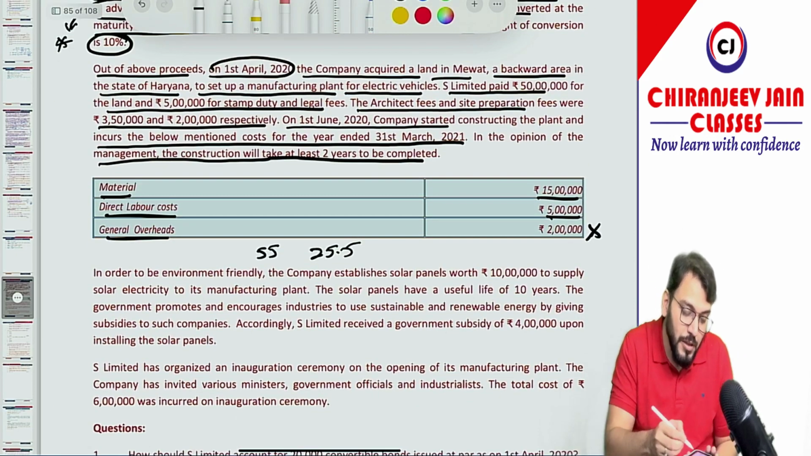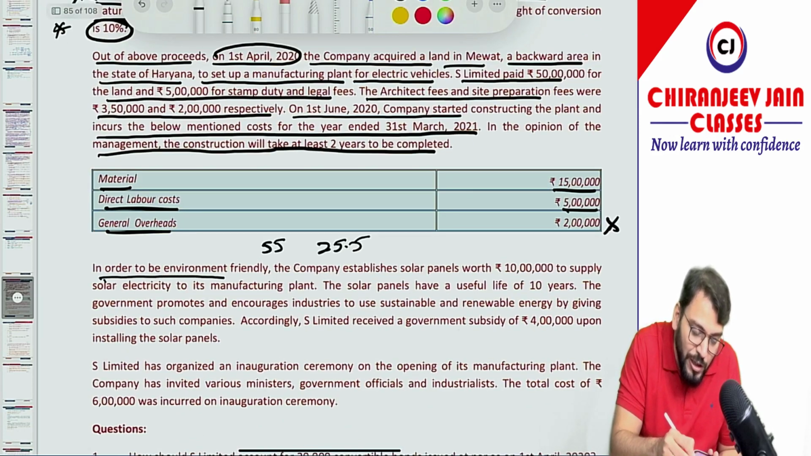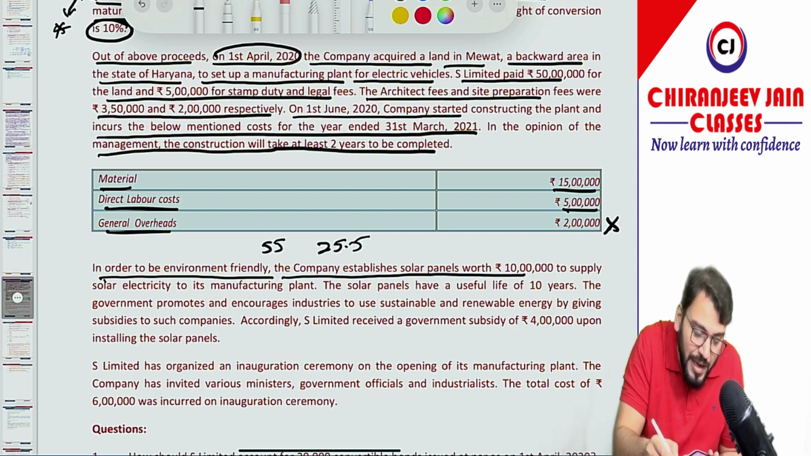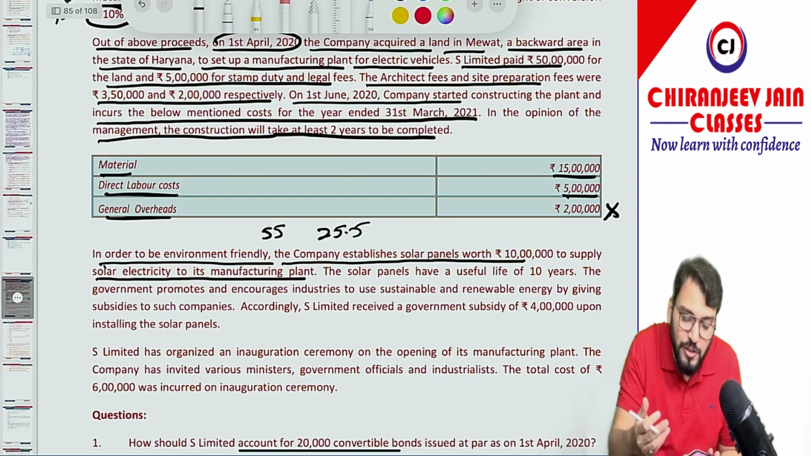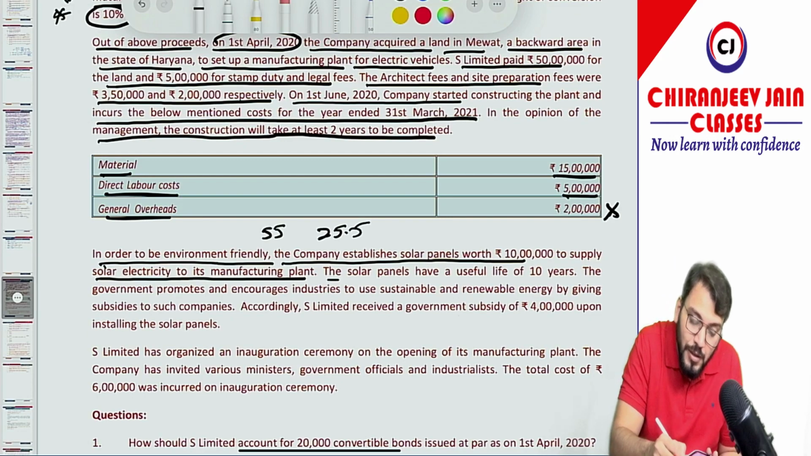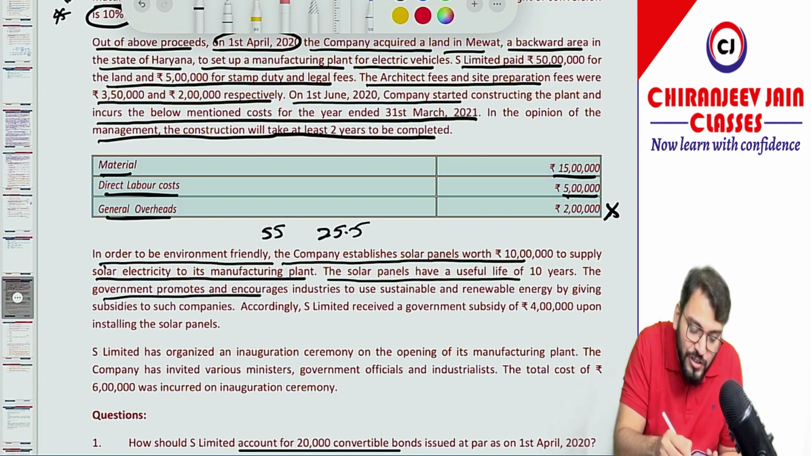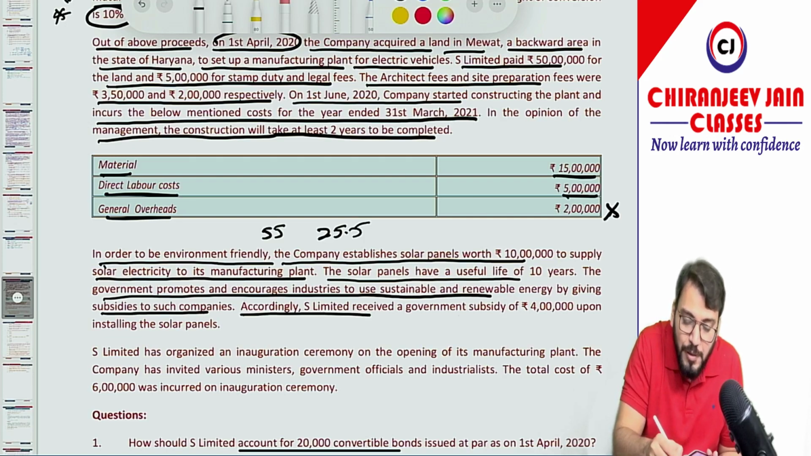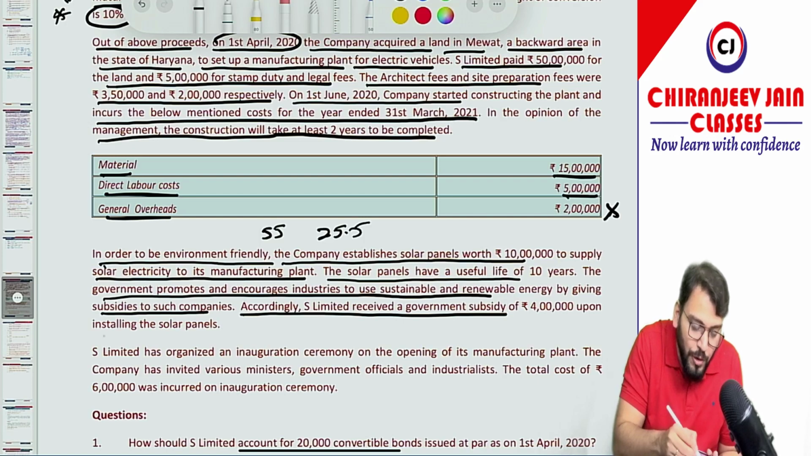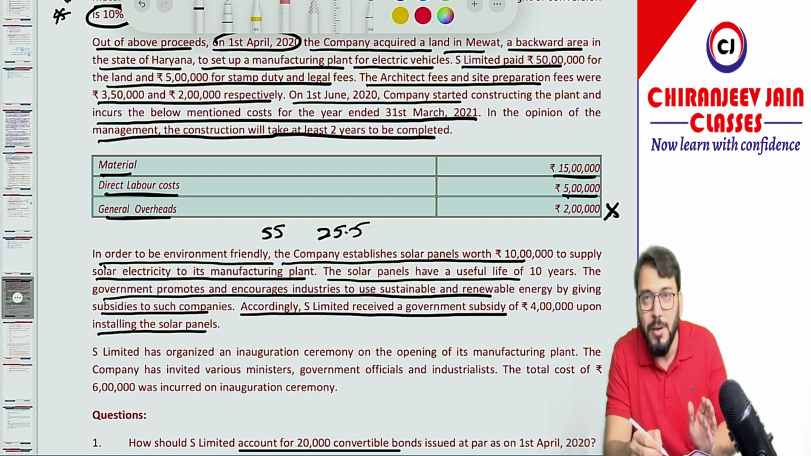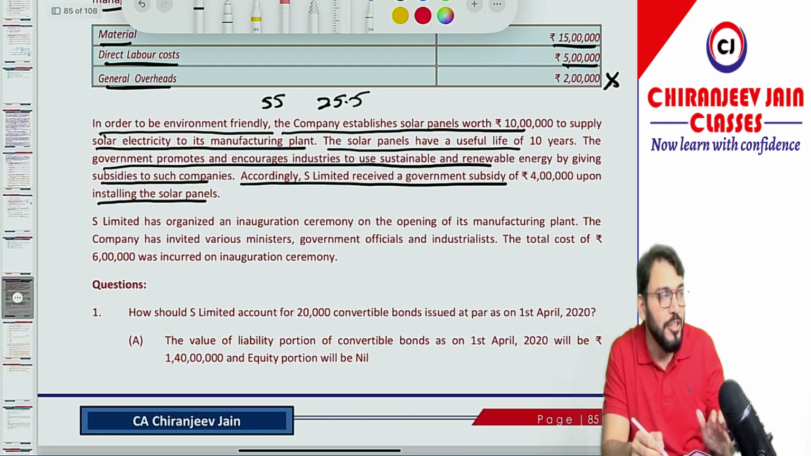Yes, sir. In order to be environment friendly, the company has established a solar plant worth rupees 10 lakh to supply solar electricity to its manufacturing plant. So they have also established one solar panel. The solar panel have a useful life of 10 years. The government promote and encourages industry to use the sustainable and renewable energy by giving subsidies to such companies. Accordingly, S Limited received a government subsidy of 4 lakh upon installing the solar panel. So of course, this is a government grant which will be accounted as per Ind AS 20.